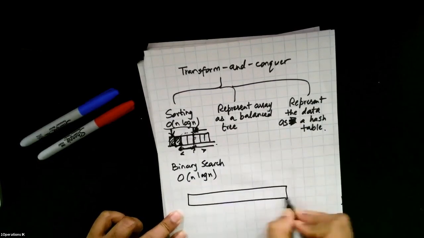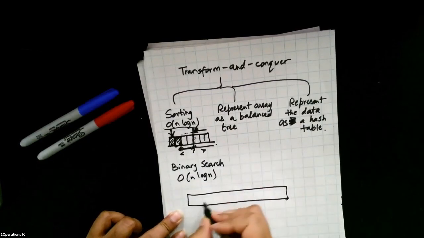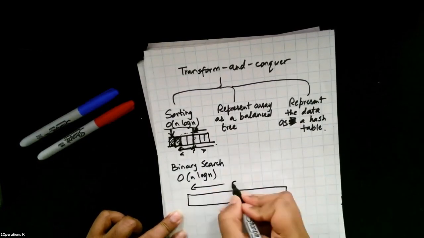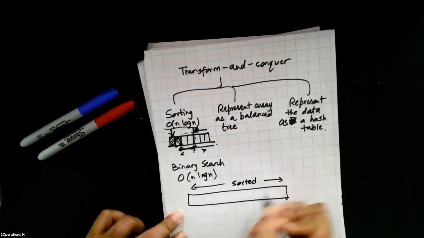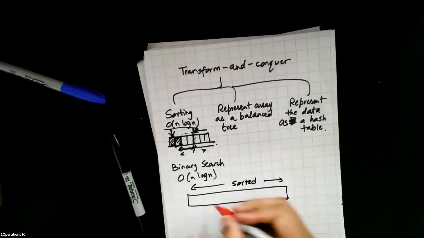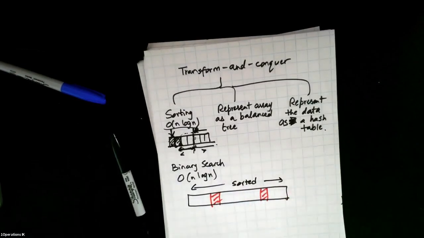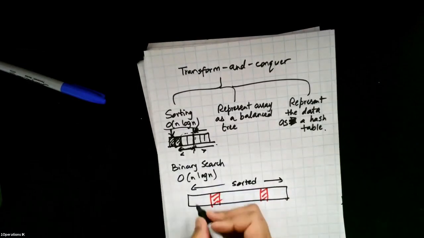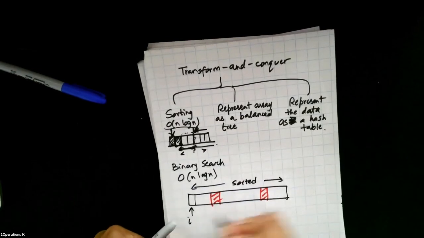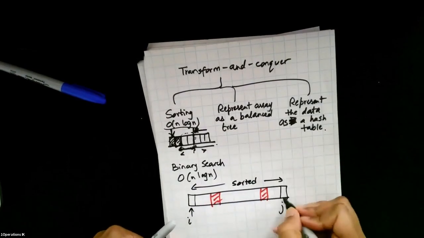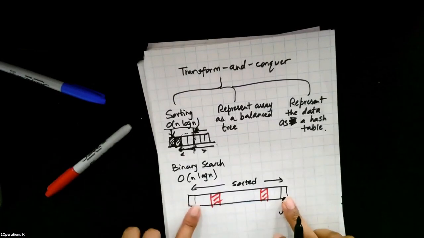So what's the two-pointer strategy? Let's flesh out the details. So this is our array. It's now sorted, and let's say these are two numbers which add up to the target. How are we going to find them? So we have two pointers, I and j, which start out like that.